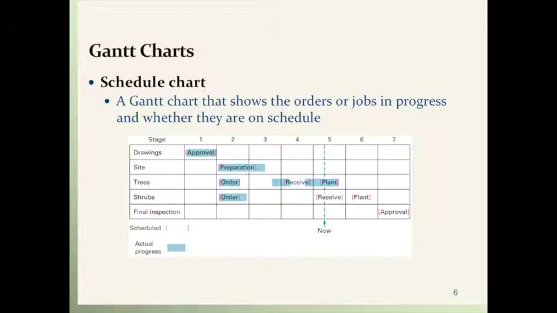So here's a schedule Gantt chart where you have different activities and different stages in the project. You start out with approval of drawings, and from there it goes to the site preparation. You order trees, you order shrubs, and then they come in. Here's receiving. Now you plant them, and then you have final inspection here with approval. So that's an example of a Gantt chart for schedule.